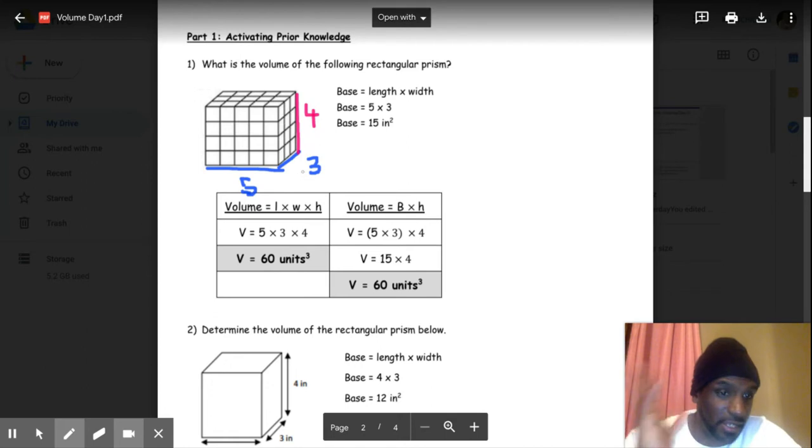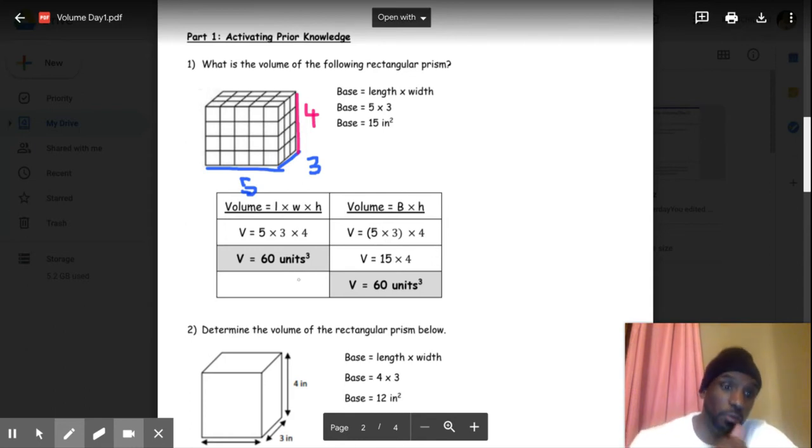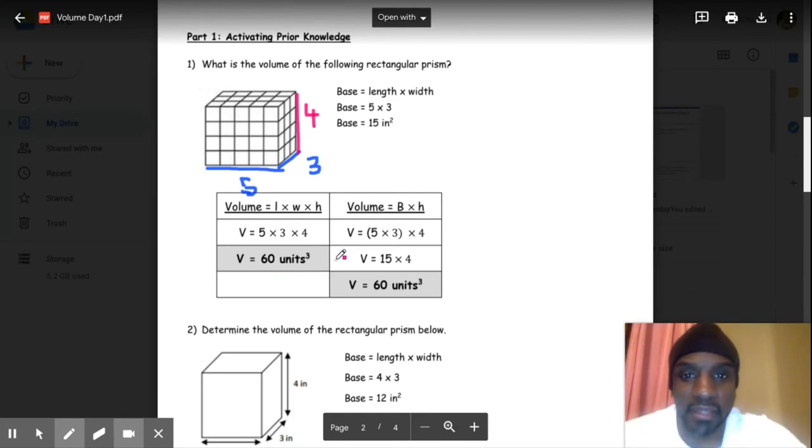Okay. I don't have feet. I don't have millimeters. I don't have inches. I don't have yards. I just give you units because each block is 1 unit cubed in volume. So here we go. You have volume equals 60 units cubed or cubic units. Okay. Volume is 60 cubic units. Okay. Let's just put the cubic in front. Cubic units.